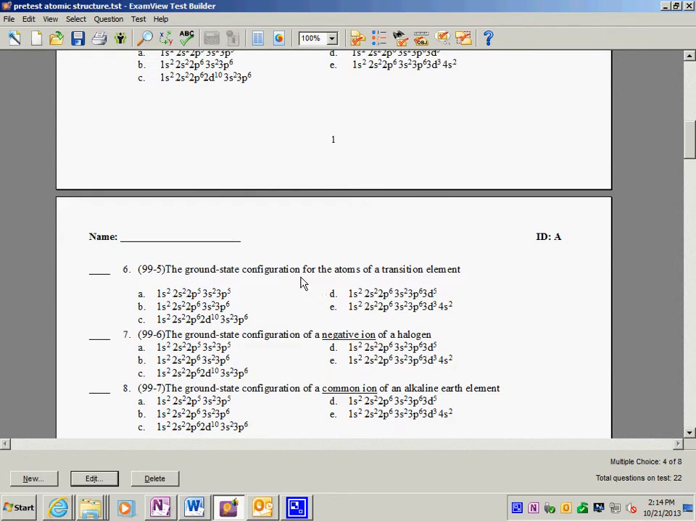The ground state configuration for atoms in the transition elements, the metals in the middle ones, they should end in d's, and therefore d is the correct answer, ending in 3d5. That would be for a transition element.